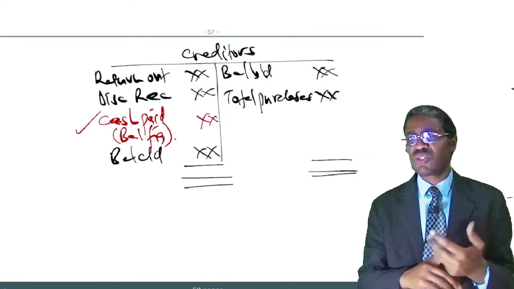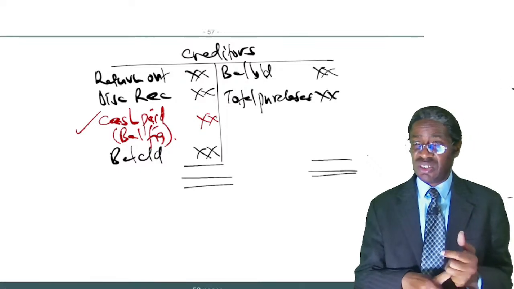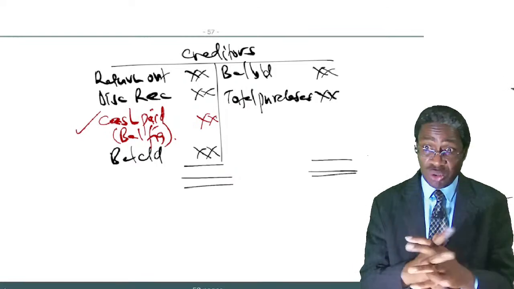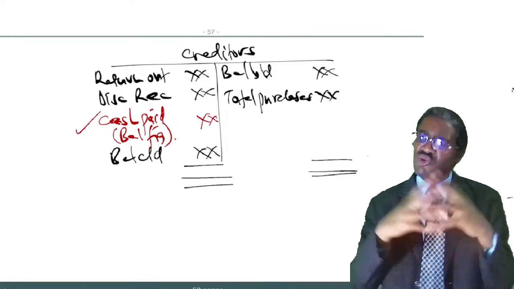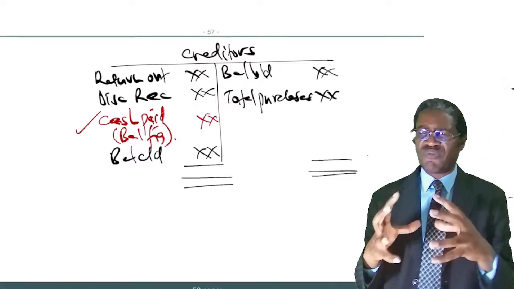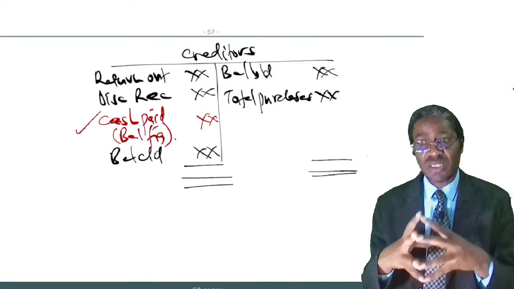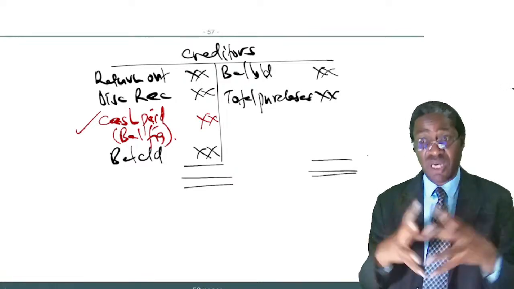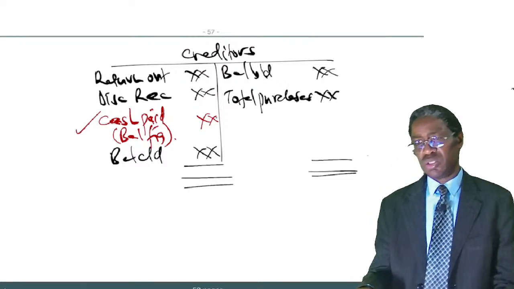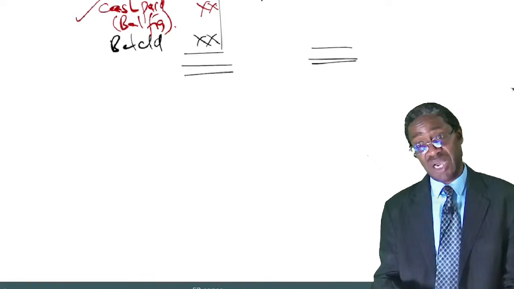Kenya Power gave you service for electricity. You paid them for electricity. Employees gave you service, you paid them salaries, and so on. So we want to find out, in other words, for all the expenses of the company, how much is the total you paid to the various stakeholders who gave you those services? Now listen.